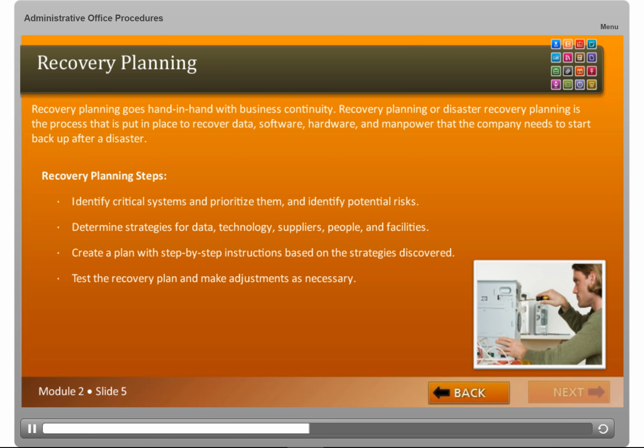Recovery planning steps. Identify critical systems and prioritize them, and identify potential risks. Determine strategies for data, technology, suppliers, people, and facilities. Create a plan with step-by-step instructions based on the strategies discovered. Test the recovery plan and make adjustments as necessary.